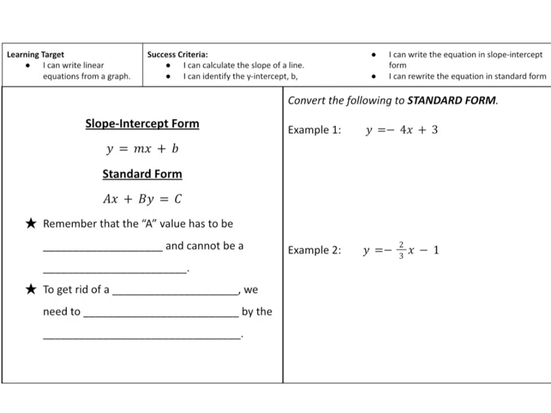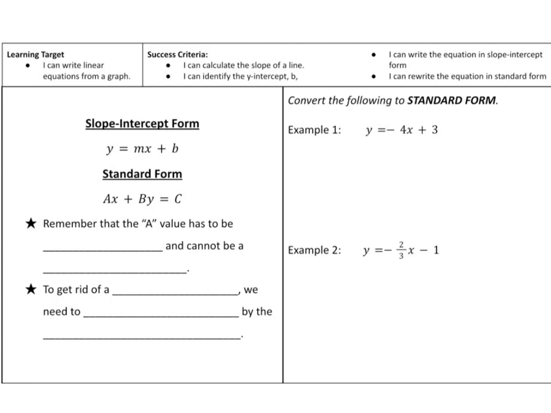In order to do this, we're going to need to be able to calculate the slope of the line. So find 2 points, and then find rise over run, and find that y-intercept. This is going to allow us to put any line into slope-intercept form. From there, we're going to be able to convert to standard form, and we're going to walk through how to convert to standard form.